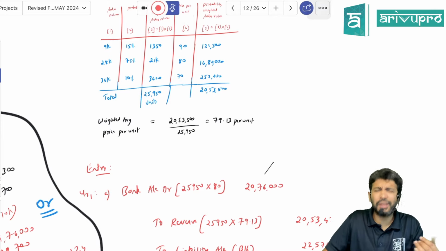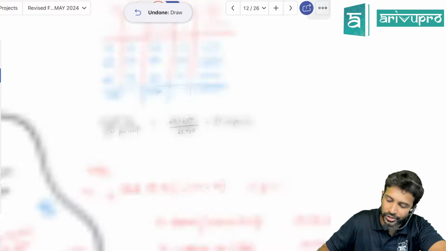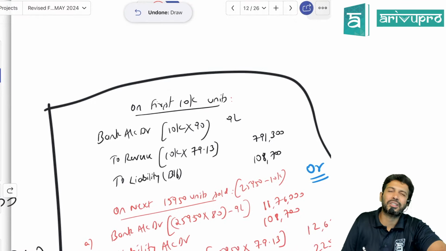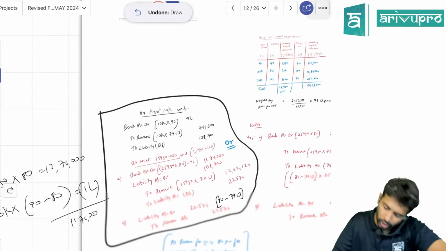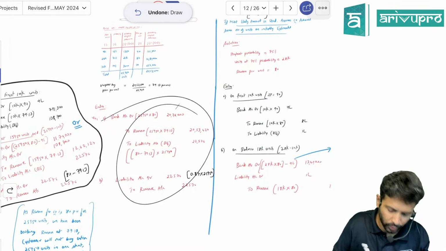He will first place an order of only 1000 units. 1000 units comes in the first category, so we'll collect 90 rupees. That's the reason I've assumed it like that. On the first 10,000, the price we'll collect from the customer is 90, and then we go on adjusting that. So according to me, this is a better way of routing. But in the exam, follow this.